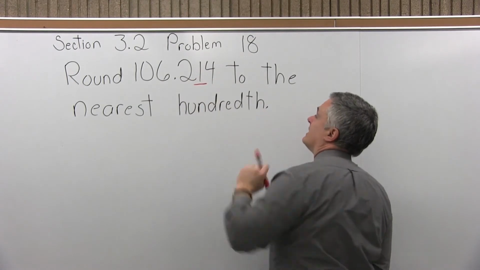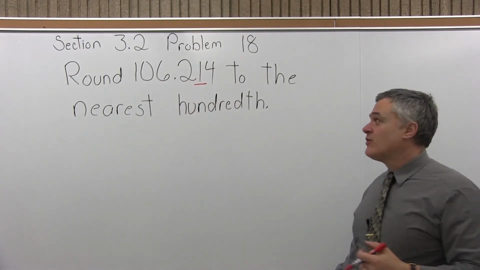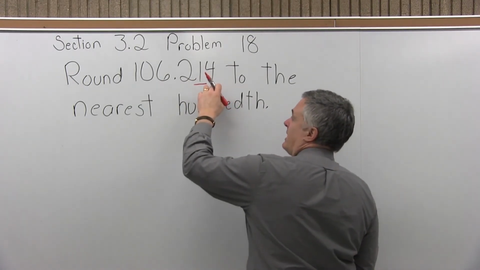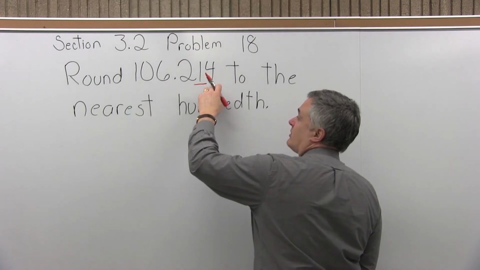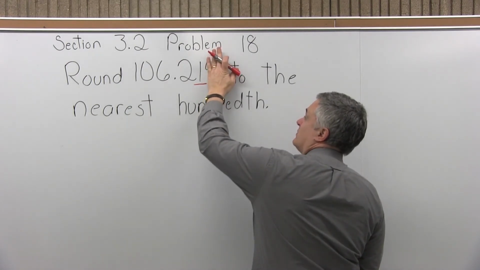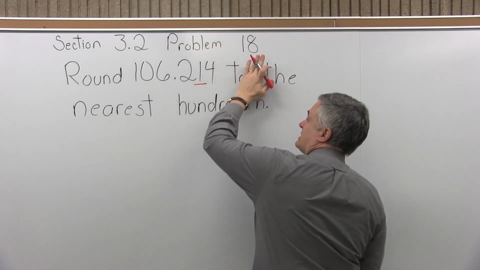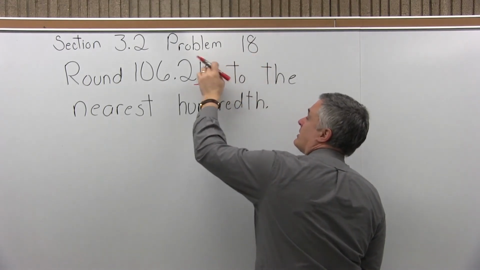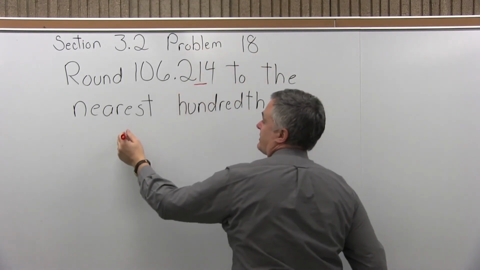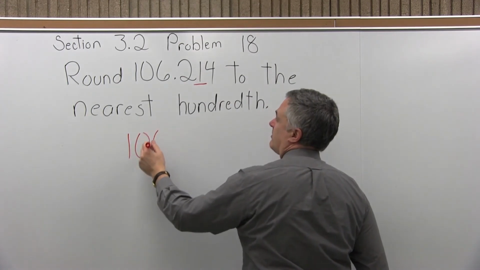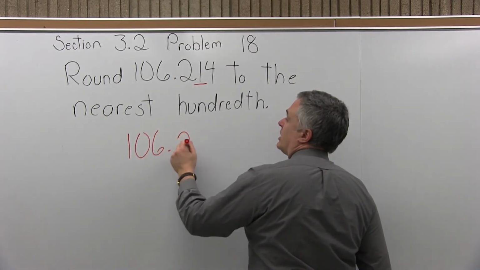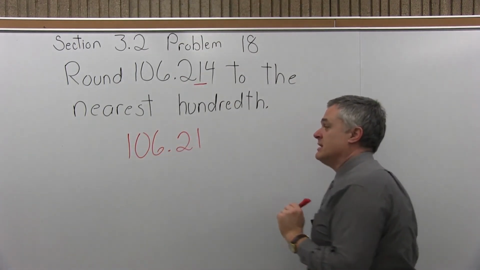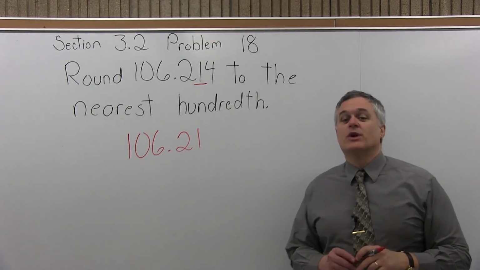106.214, the 1 is in the hundredth position. So I want to look over one position to the right, the 4. If that digit is 0, 1, 2, 3, or 4, which it is, we just remove the digits that come after the rounding position and we're done. If it were bigger than 4, we would bump it up 1, but that's not the case. So for this particular problem, this number rounded to the nearest hundredth is 106.21.